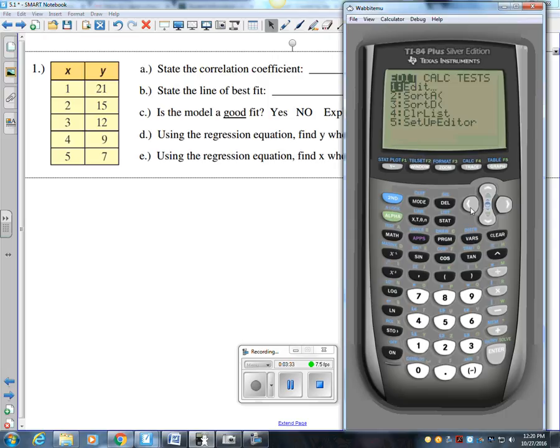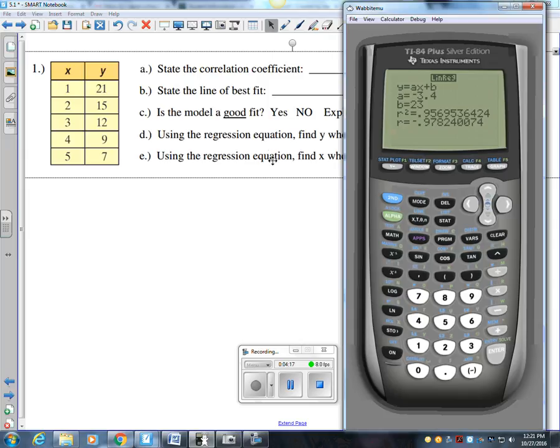Then you hit stat, go over to calc, and we're doing linear regression, which is number 4. Enter, enter, enter. As you can see, my calculator does not have the R value on it, so I have to turn that on. You go to second 0, and you scroll down to diagnostic on. They're in alphabetical order. Hit enter, and now go back to stat, over to calc, down to number 4.